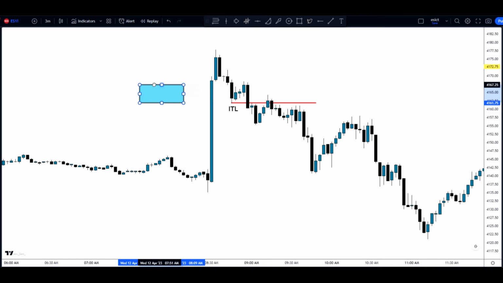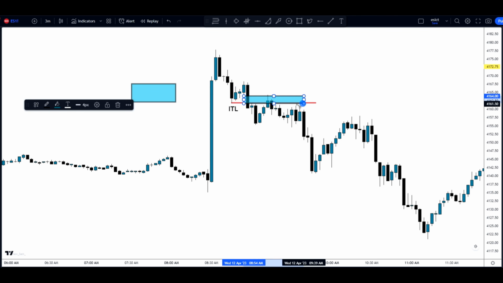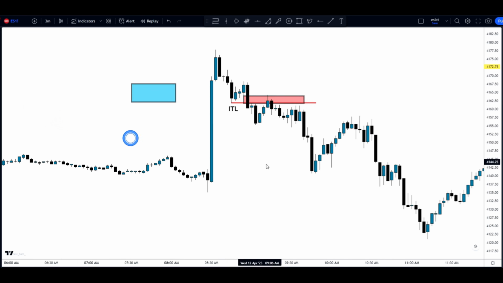So now that we know that is an ITL and it's broken, you are safe to take the next opportunity that is given, which can be a fair value gap, mitigation block, breaker block, whatever you like.